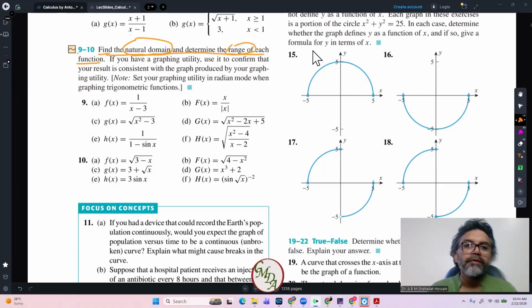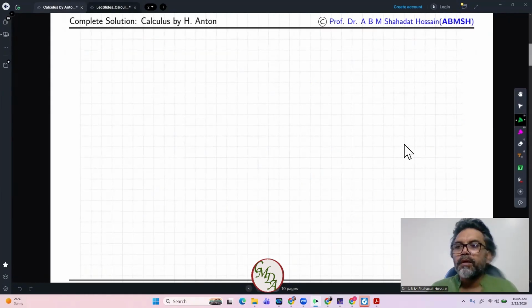Natural domain is the set of real numbers for which the function f of x is defined. Here the function domain is not explicitly given. That's why we will consider real numbers only, and the output must be a real number. So the set of all inputs, or x values, we can call the domain, natural domain, and the corresponding output is the set of range.